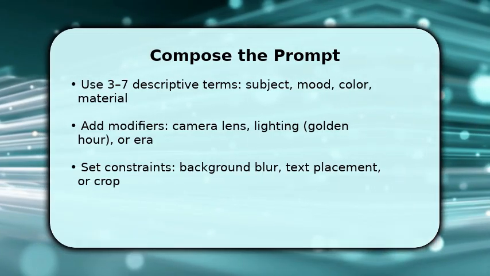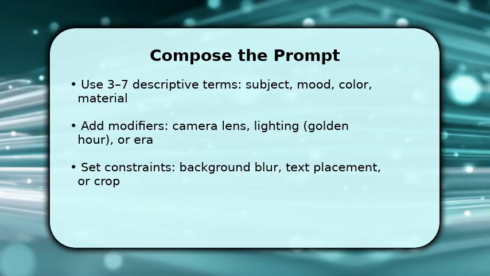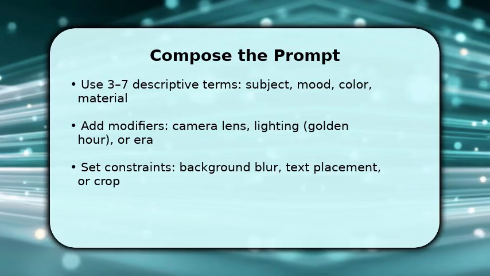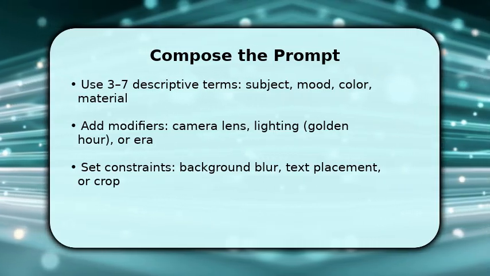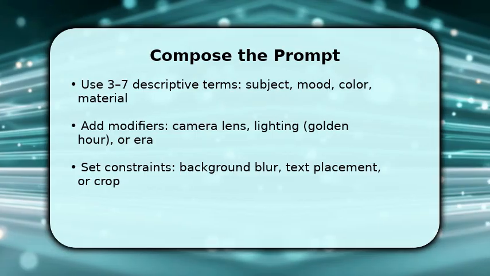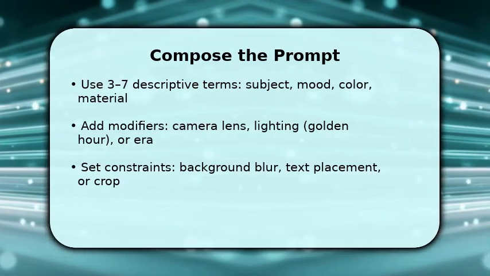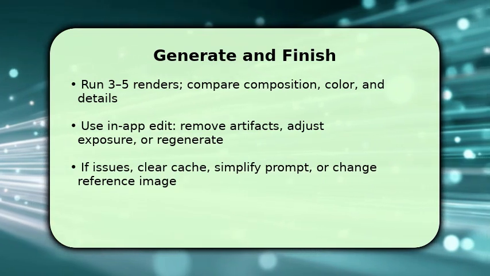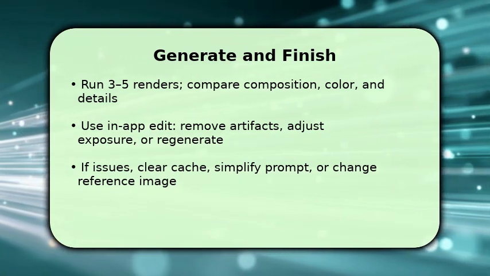You should also lock constraints, background blur, safe crop areas, or where text will go, because once done these guide composition and reduce wasted renders. Iteration works. Tweak one element at a time to isolate effects. You run multiple renders, 3 to 5, so you can compare composition, detail, and color choices side by side.